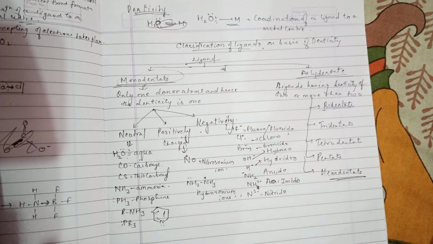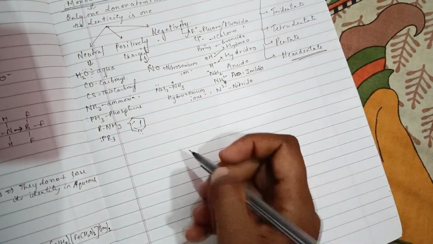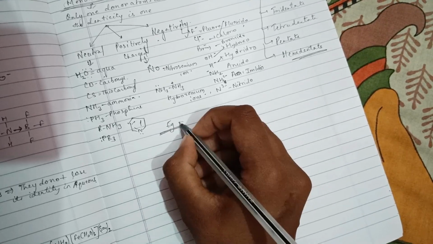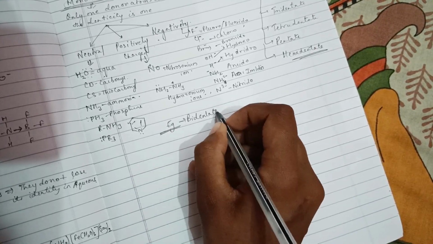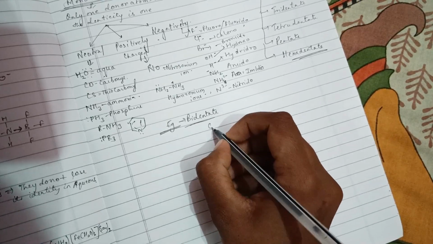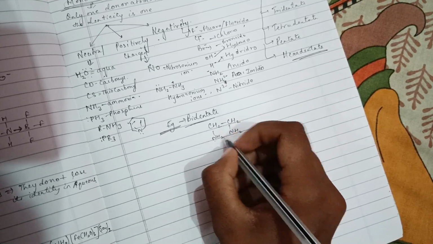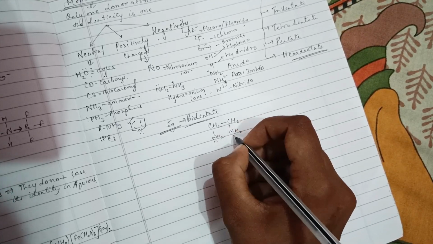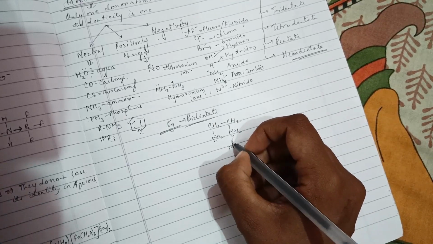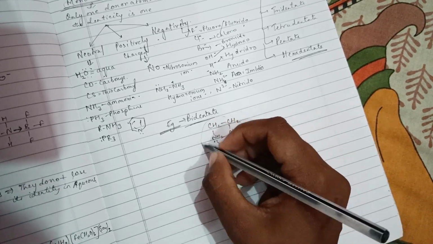Tridentate ligands have three donor atoms. Tetradentate ligands have four donor atoms, pentadentate five donor atoms, and hexadentate six donor atoms. Examples of bidentate ligands: CH2CH2 with NH2 at each end. See, both nitrogens have lone pairs, and if a metal is present, they can donate. So this is an example of a bidentate ligand.